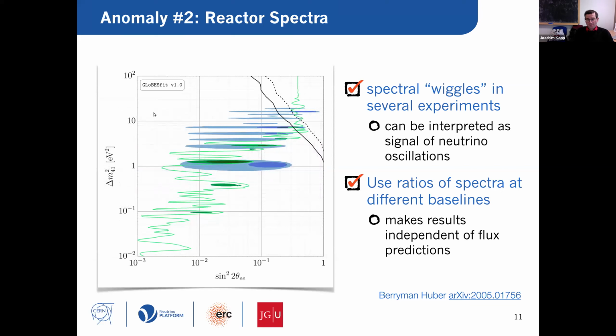Here is a fit to this kind of data. This is from a paper by Jeffrey Berryman and Patrick Huber from last year. The green contours here is what they get from a global fit to all available reactor data of this type. And as you can see, at relatively low significance, there are some closed regions here. There's also this blue result. This is from an experiment called Neutrino 4, which claims an observation of these spectral wiggles at larger statistical significance. But this result has been called into question for other reasons, so it's shown separately here.